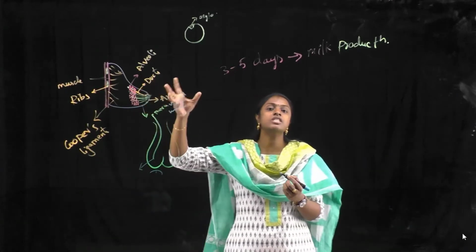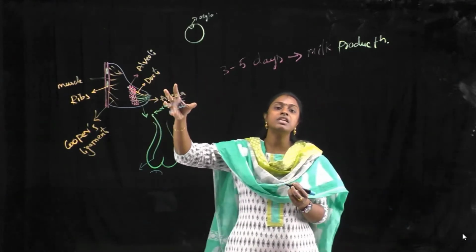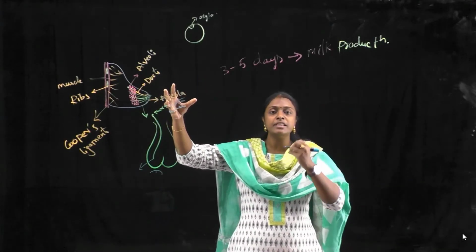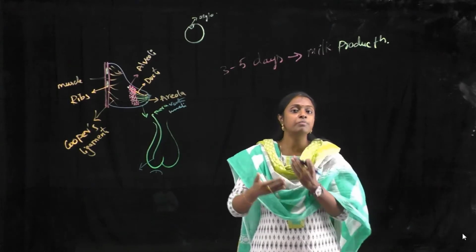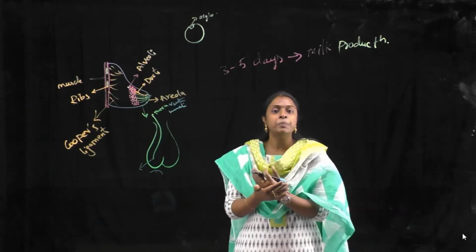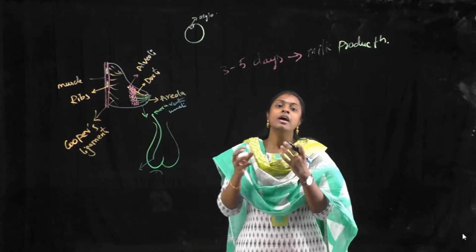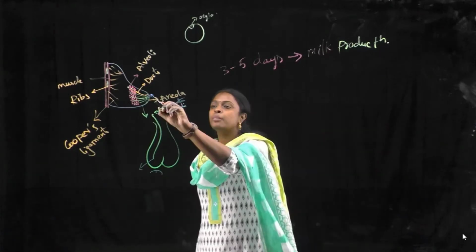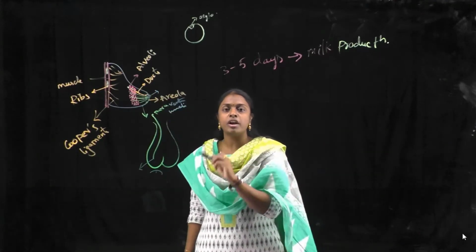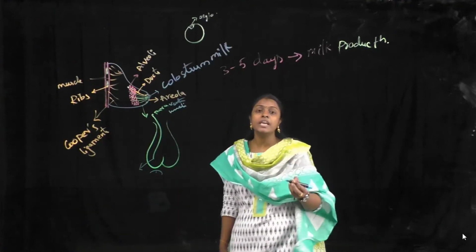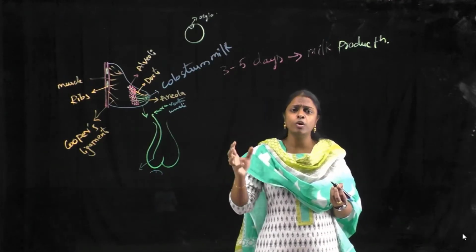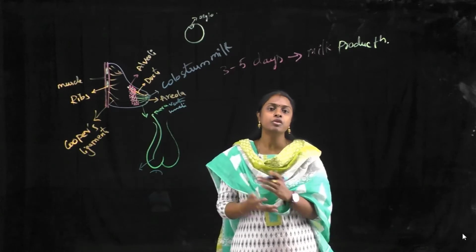How are these neurons stimulated? These neurons are stimulated when the baby is sucking the nipple. After childbirth also, if the baby is not sucking the nipple, the breast won't produce any milk. And the first milk which comes out of this breast is called colostrum, which is a clear fluid, light yellow in color. It consists of so many nutrients.